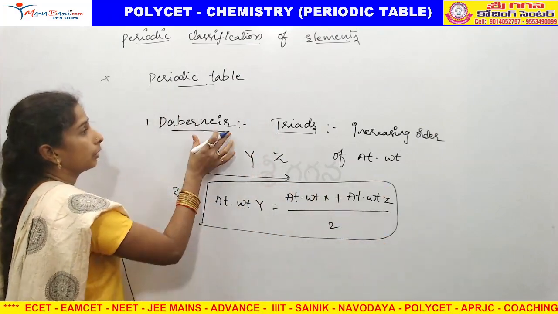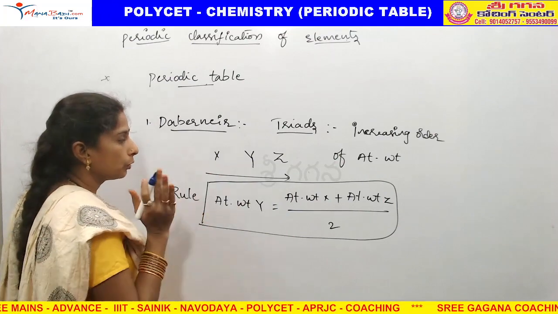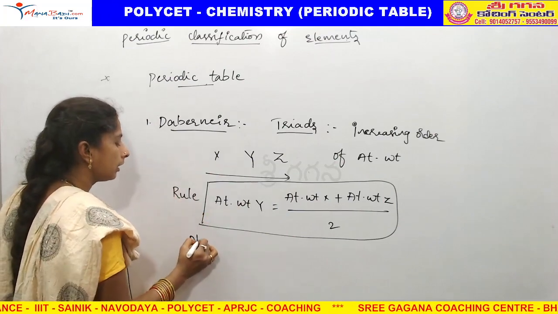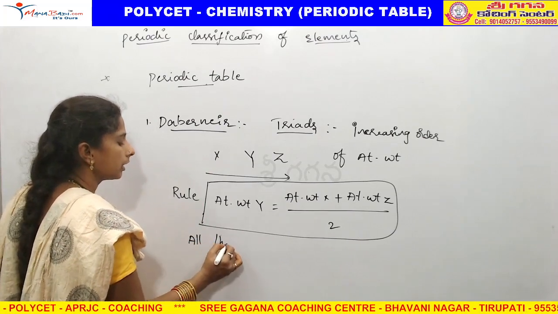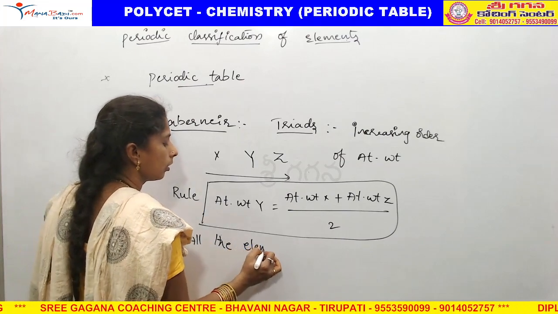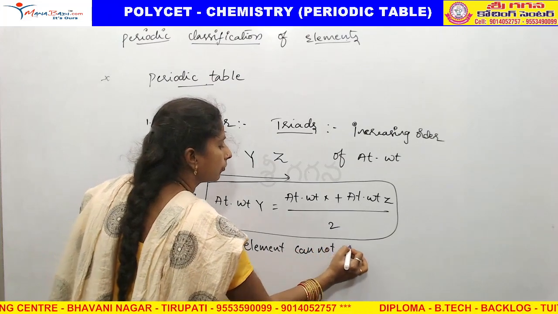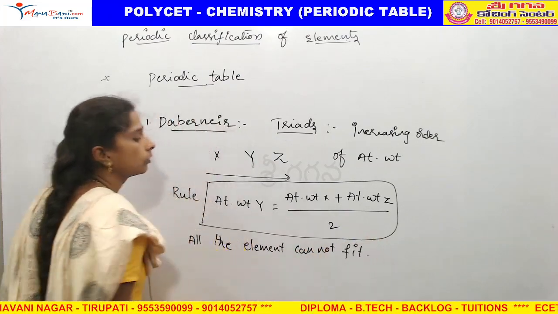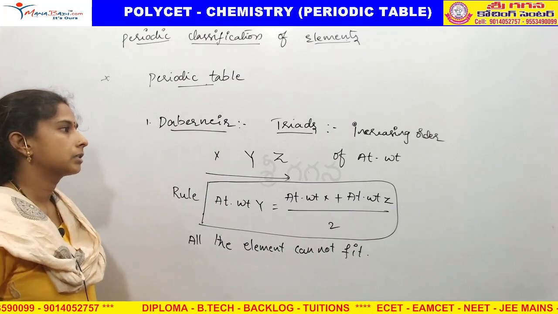His periodic table was a failure because all the elements cannot be arranged by this rule. All elements cannot fit this rule. So that is Dobereiner's triads.